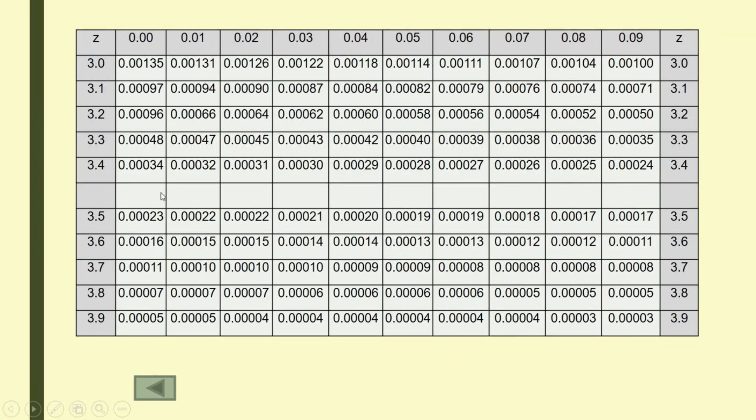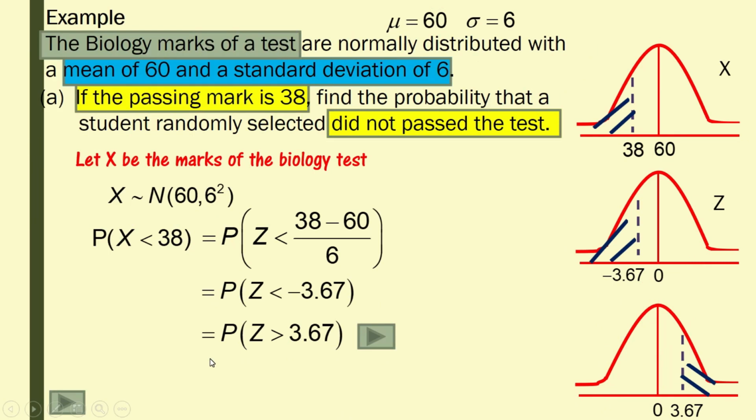From this statistic table, look at 3.6 in the first column and 0.07 at the top, and the corresponding area is 0.0012. So the answer P(Z > 3.67) is 0.0012.